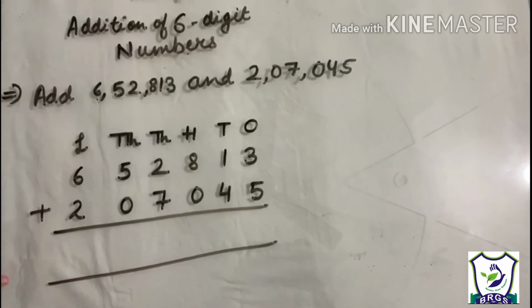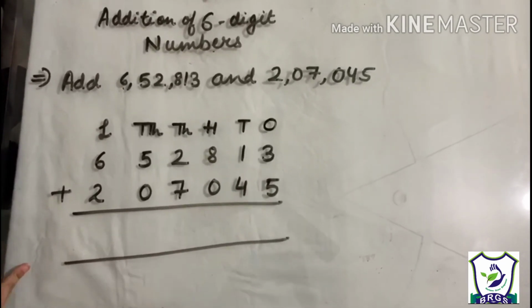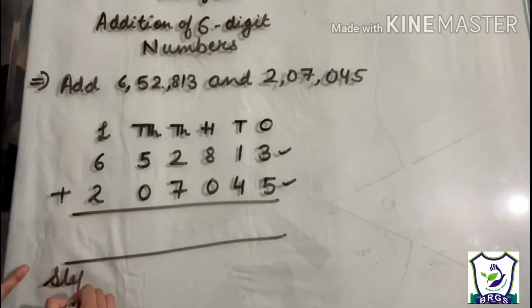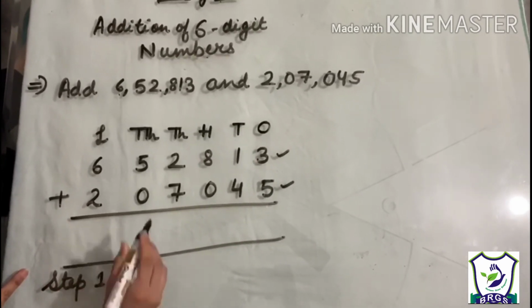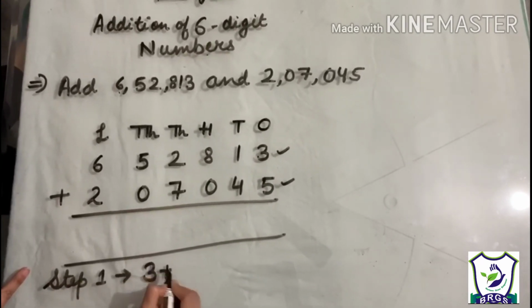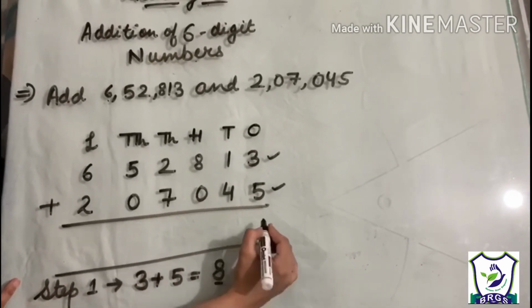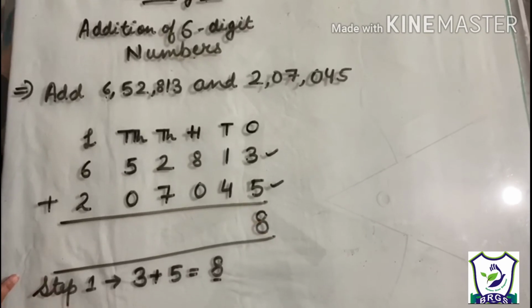Now what is our step 1? In step 1 what do we do? We will add the ones column. So our step 1 is add the ones. Ones are the 3 plus 5. This is equal to 8. Okay. So we write 8 in the ones column.